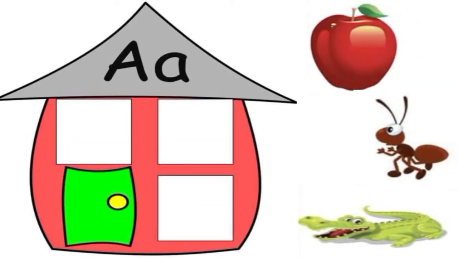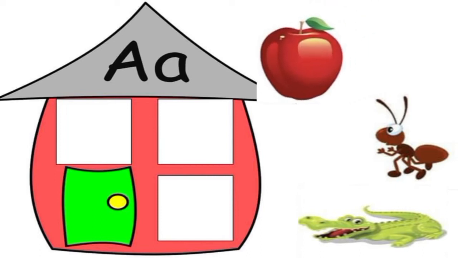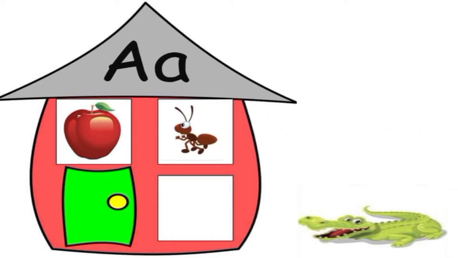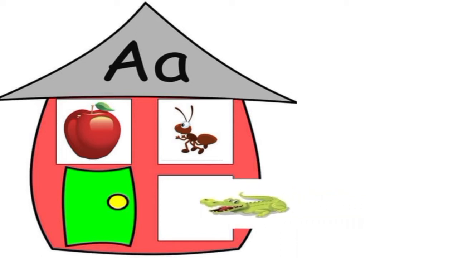A. A is for apple. A is for ant. And A is for alligator.